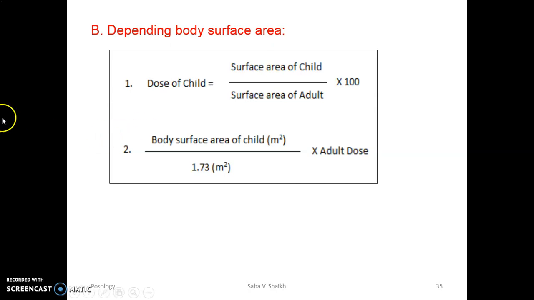So this is about the calculation part of posology. I think this is not that difficult because it's just a formula. You have already done your 12th and you know about mathematics, and I think this will be an easy part for all of you if you remember these formulas very nicely.